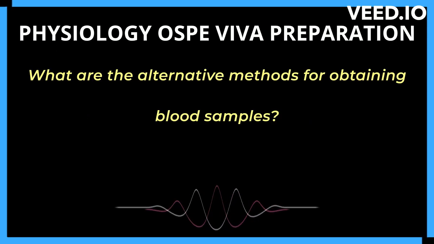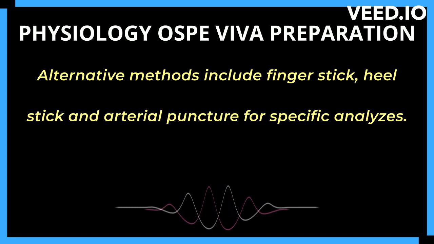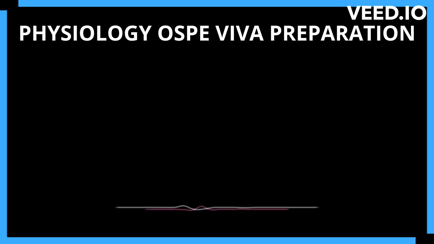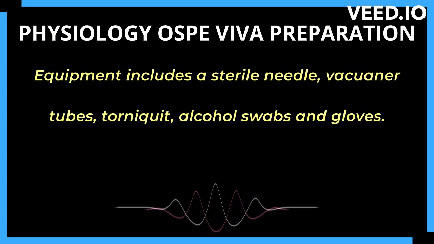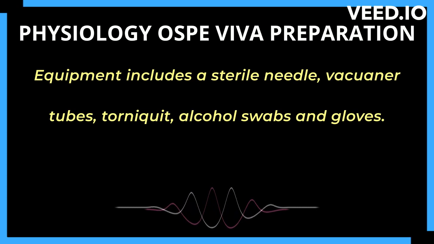What are the alternative methods for obtaining blood samples? Alternative methods include finger stick, heel stick, and arterial puncture for specific analysis. What equipment is typically used for venipuncture? Equipment includes a sterile needle, vacutainer tubes, tourniquet, alcohol swabs, and gloves.